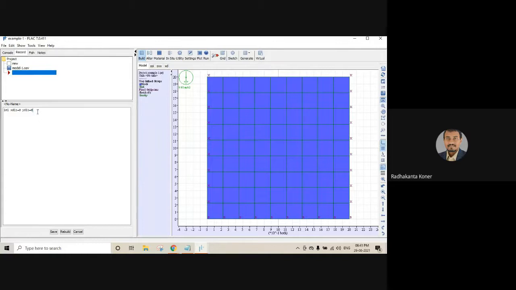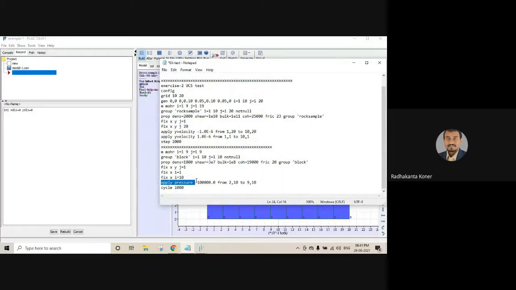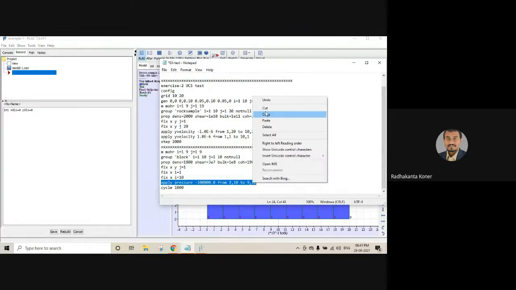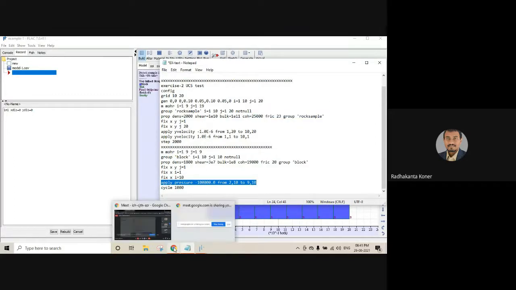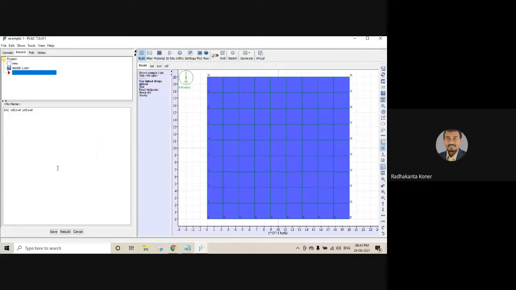Now on this model, we want to apply a load. Okay. We want to apply a distributed load on the top. Okay. And suppose we want to apply, what, 100 kilopascal. How much load do we want to apply? 100 kilopascal. Okay, 100 kilopascal. So we are applying a uniformly distributed pressure of 100 kilopascal on the top. Then we will run the model. Okay, for 1000 steps.